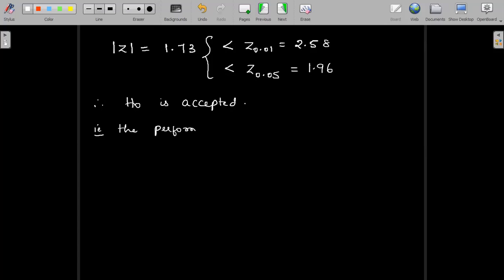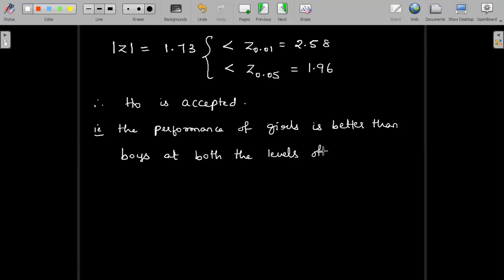The performance of girls is better than boys at both the levels of significance. Right. So this was the first problem in the test of significance of difference between means.